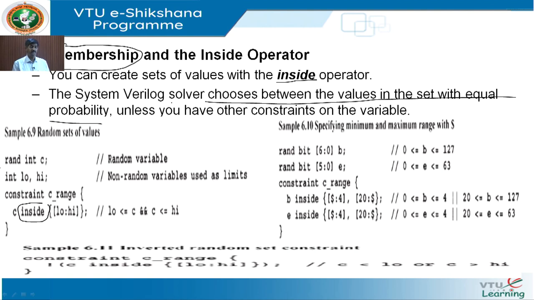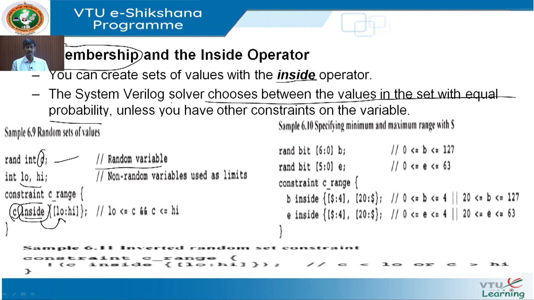So, rand int c, which is a random variable, and int low and high, which is a definable range. This is my variable. For this variable I am defining a range as low to high. As it is rand, I can use it in constraints. I am defining a range. c inside is an operator which automatically chooses the value for this variable between low and high. So low is less than or equal to c, and c is less than or equal to high. That is, c will appear between the low and high values.